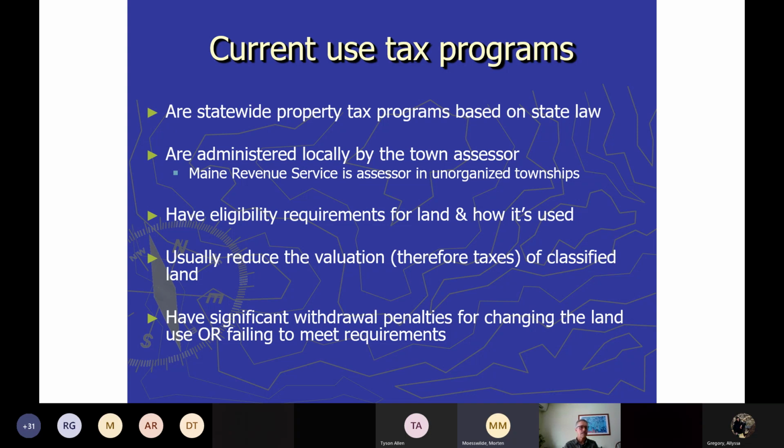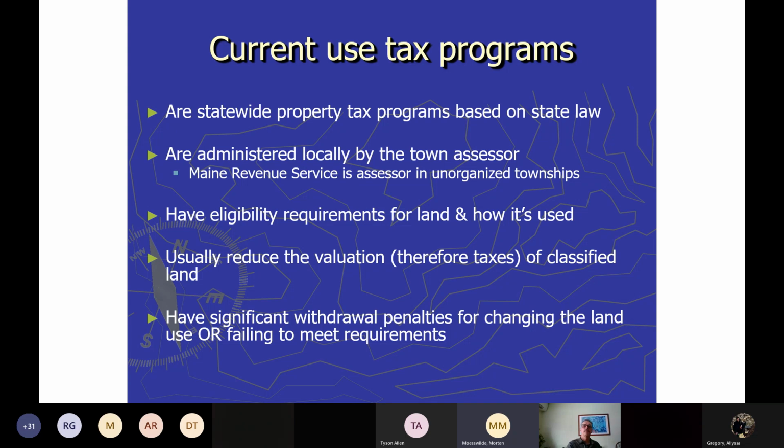It might be worth noting that if your land is in an unorganized township, the Maine Revenue Service is essentially the assessor for those unorganized towns, and they have a person dedicated to those programs in the unorganized towns. All of the current use tax programs have eligibility requirements for the land that's enrolled, and those requirements include how the land is being used and what makes it eligible for any particular program. One of the key features of these programs as well is that they usually reduce the valuation, that is the assessed value of a given property, and therefore the property taxes on that property are correspondingly lower as well. So that is one of the primary benefits to landowners for enrolling in current use property tax programs.